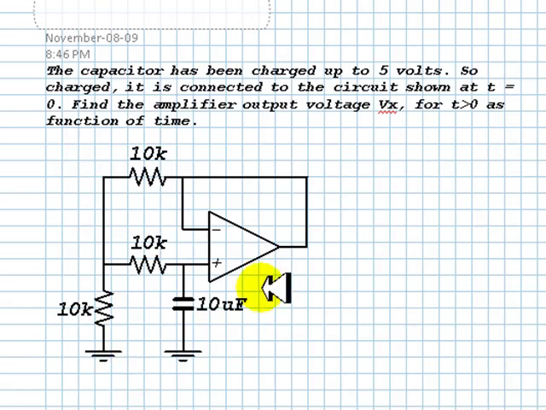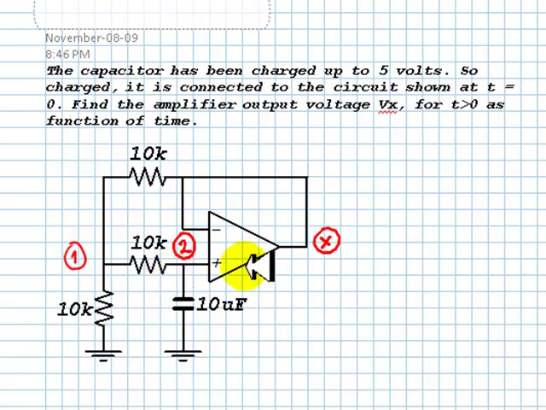The first step is identifying the nodes I will be writing equations for. Node 1, node 2. What about this one? Well, this one happens to be the output voltage of the amplifier, and we had been strongly advised not to write a KCL equation for that node. So those are the two nodes we will be writing equations for.